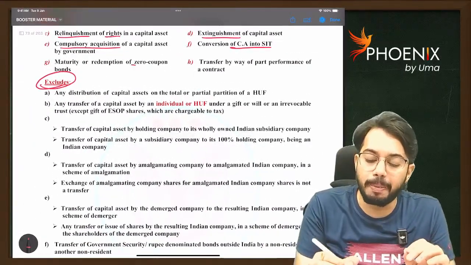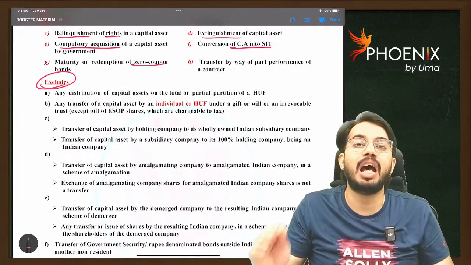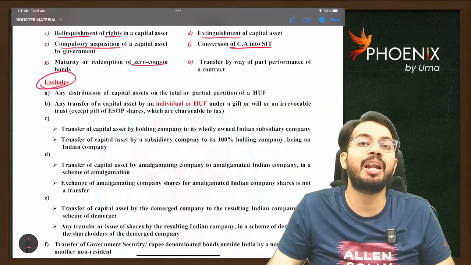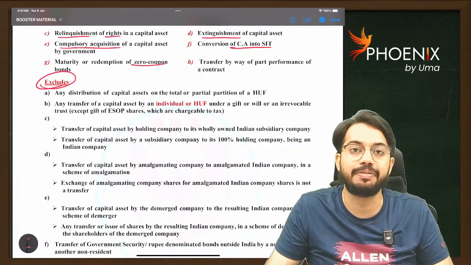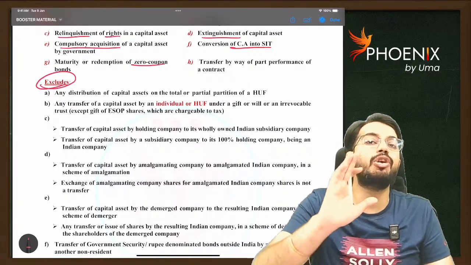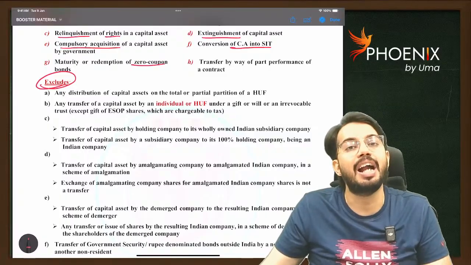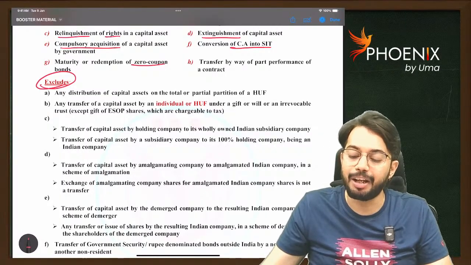Redemption of zero coupon bonds. You know zero coupon bonds, right? They are always issued at a discount and are redeemed at par, redeemed at face value. So even redemption of zero coupon bonds is treated as transfer, and capital gains are required to be calculated.